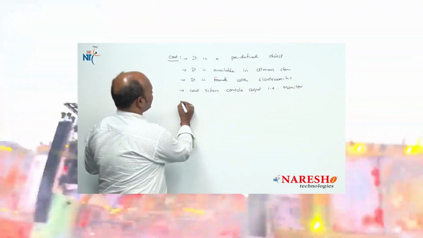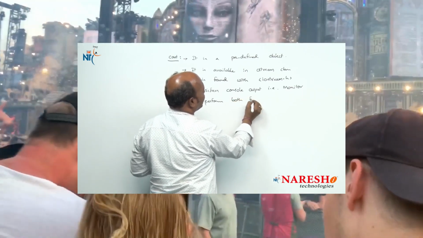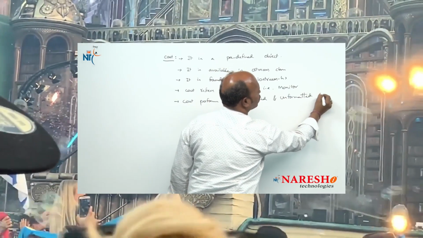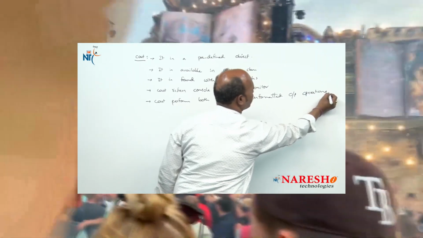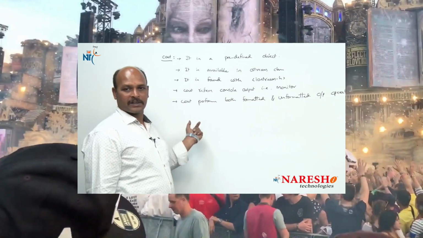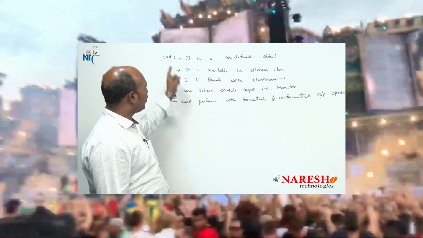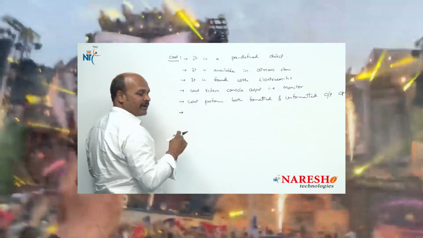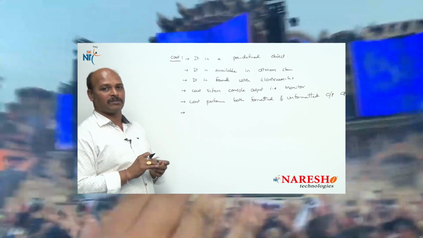Next, cout performs both formatted and unformatted output operations. We can get formatted outputs or unformatted outputs using cout. Next one, cout doesn't require any conversion characters. It is another important thing in C++.